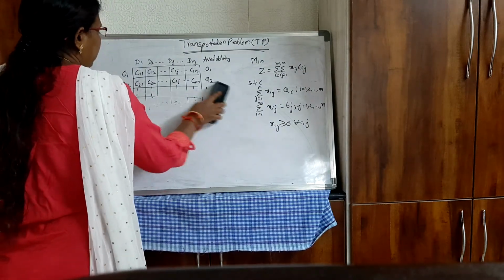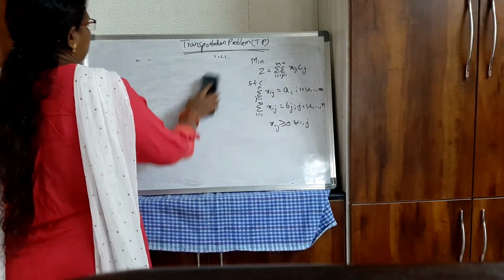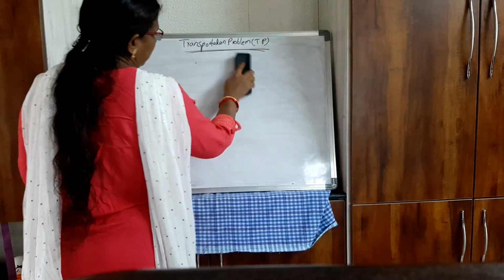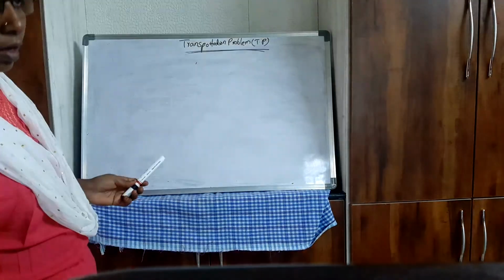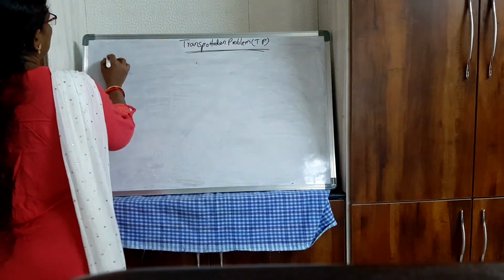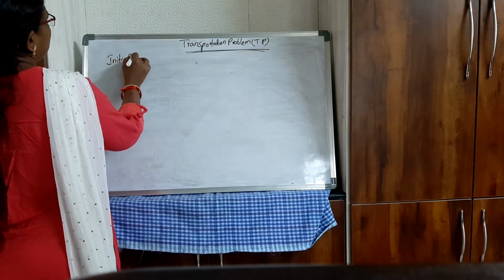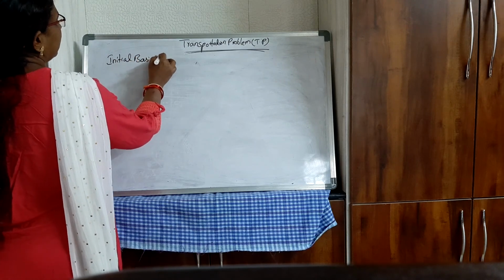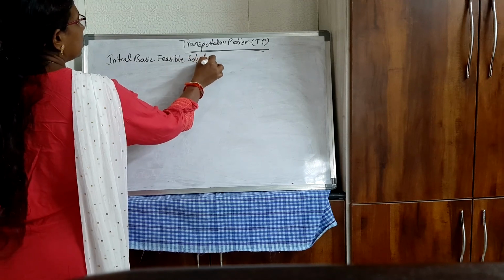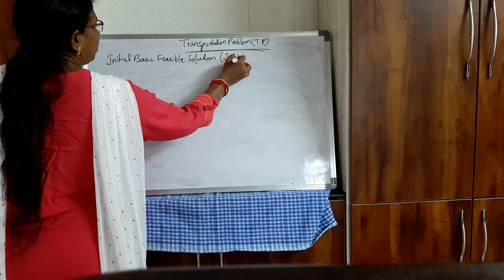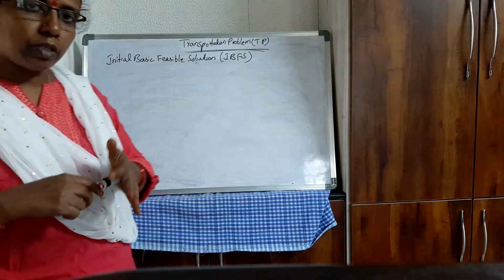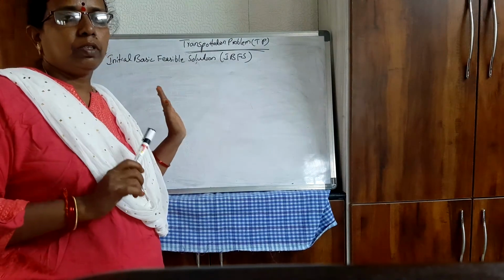So how to find the allocations? For any problem in OR, you have to first find a basic feasible solution, as we did in LPP. Here also, in transportation, you have to find a basic feasible solution. That is called the initial basic feasible solution. We abbreviate it as IBFS. So in a transportation problem, to find the optimum allocations, first you need to find the initial basic feasible solution.